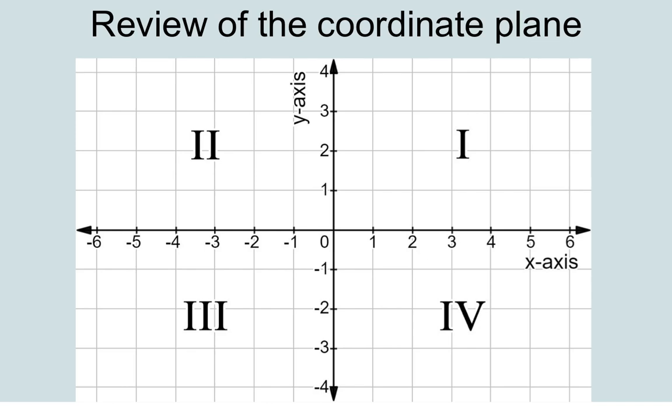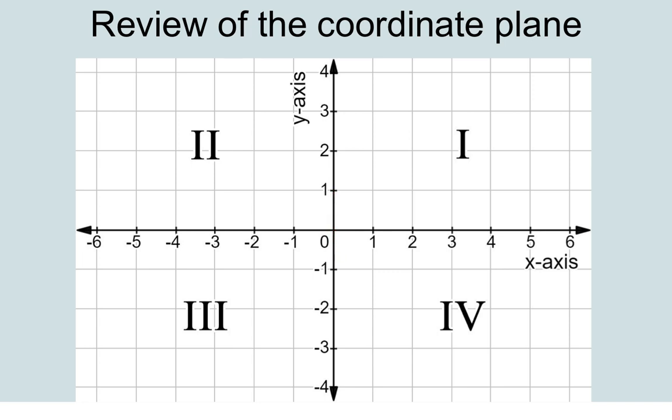The coordinate plane is two number lines. They come together at 0, and 0 is called the origin. So whenever we're graphing or plotting points, we should always start at 0 and work our way left or right first, and then up or down.